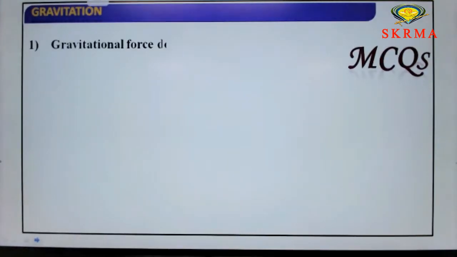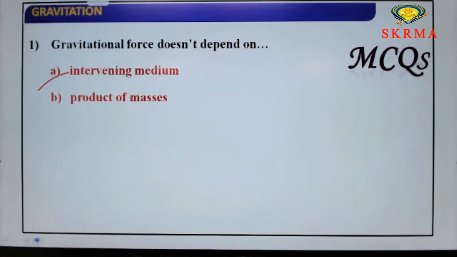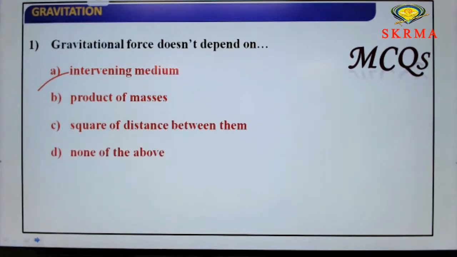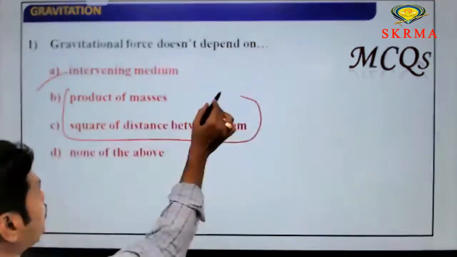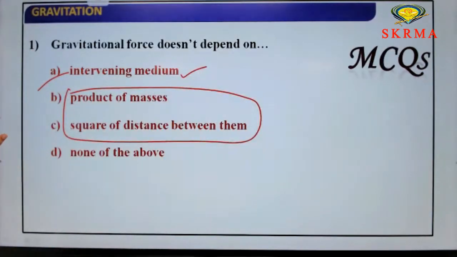Based upon this concept, we can attempt this MCQ. What does the gravitational force not depend upon? Exactly, the correct option is the intervening medium. It does not depend upon the medium. It depends upon the product of masses and the square of the distance between them. These two are important; it depends upon these two parameters. It does not depend upon the medium. The correct option is option 1, option A here.